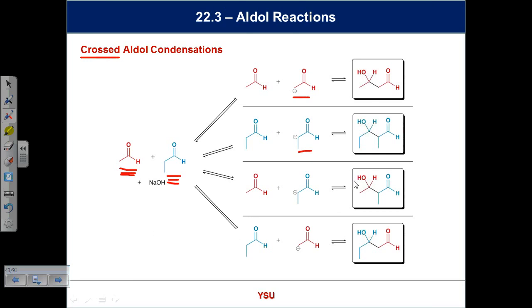So what we end up getting is product from the top combination, where this attacks this, it's sort of attacking itself. This attacks itself, but then why not? This can attack the other one, and this can attack the other one. And you get a mixture, and that's no fun.